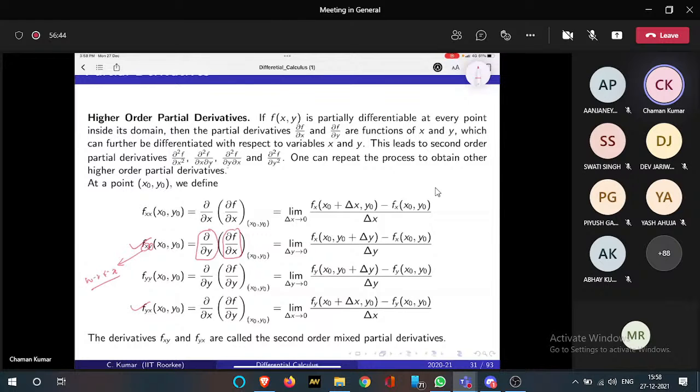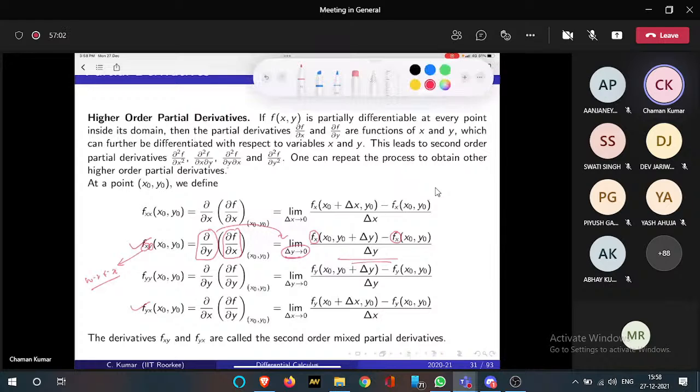The derivative with respect to x is denoted by fx. Then you define this derivative as the limit as delta y goes to 0. When you define the second derivative, which is with respect to y, the variable x will be fixed. So you fix x naught and then change the value of y, and then take the limit.